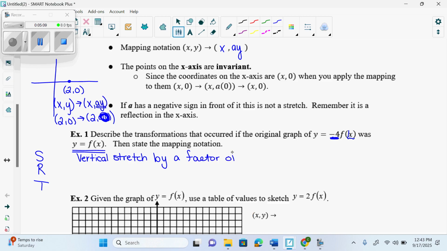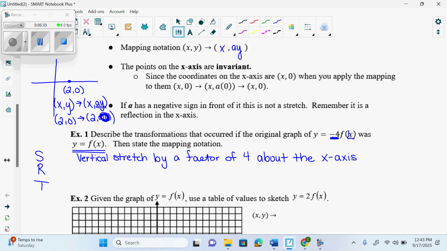Factor of what? Y's never change. 4. About the, if it's vertical, it's about the x-axis. So it's about the opposite one. So if it's affecting your y's, it's about the x-axis. That covers the 4.